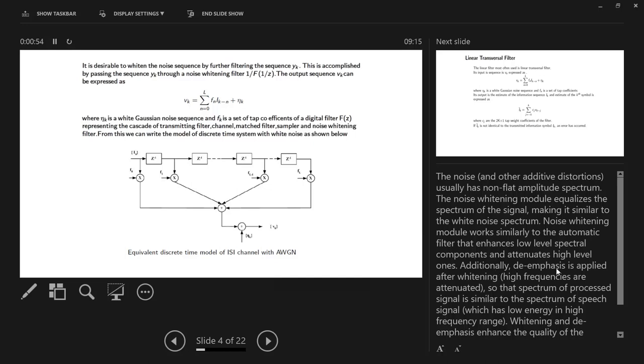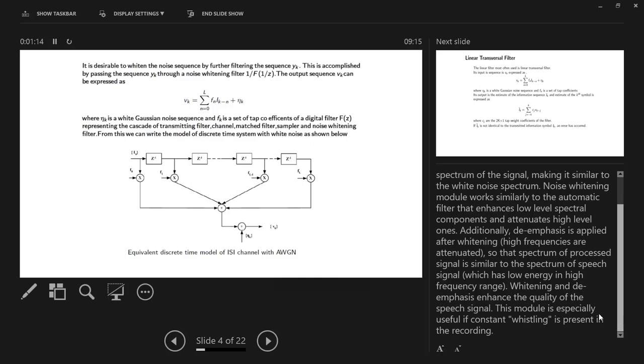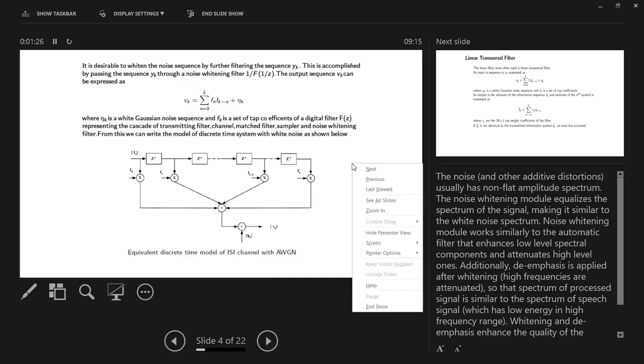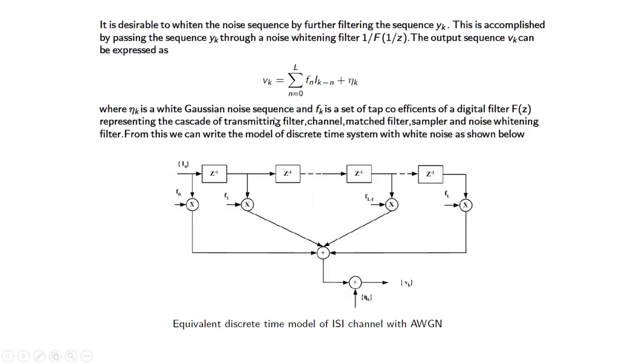And after that, additionally, de-emphasis is applied after whitening. The high frequencies are attenuated so that the spectrum of the processed signal is similar to the spectrum of the speech signal. That is, in the case of a speech signal, we can do the de-emphasis also. Whitening and de-emphasis enhance the quality of the speech signal. This module is especially useful if constant whistling is present in the recording. So since we are at present talking about a very general case, not about the speech signal, that means our signal has to pass through a whitening filter, which will give it a white or flat spectrum, like white noise.